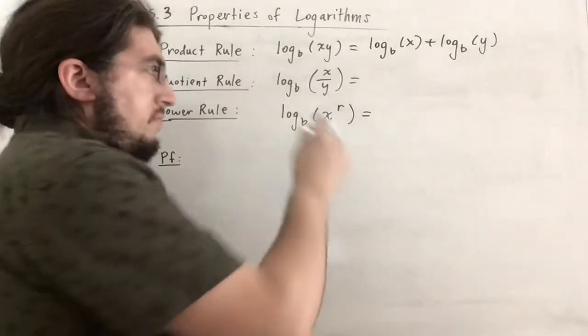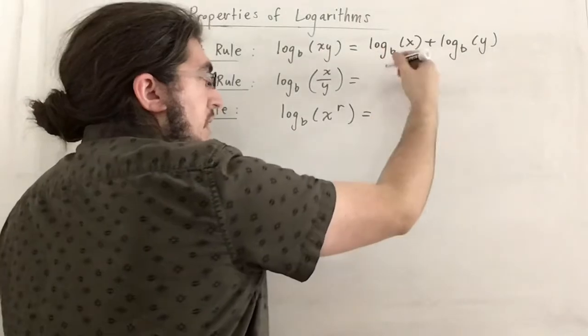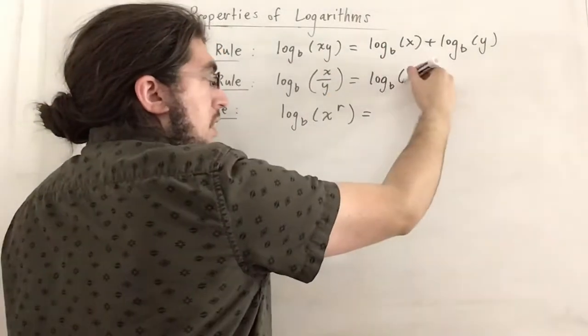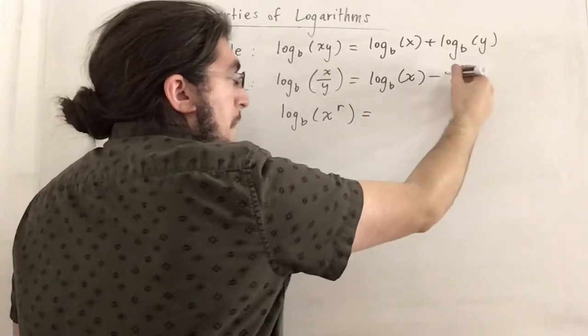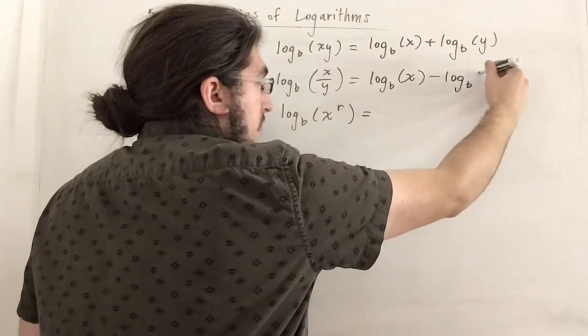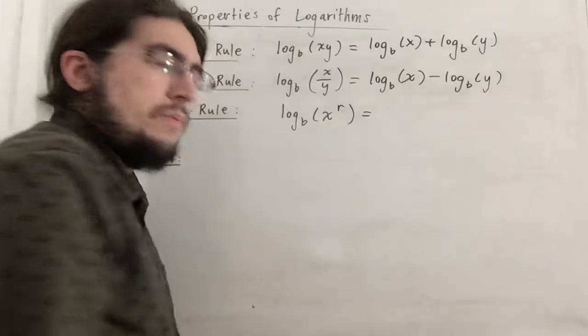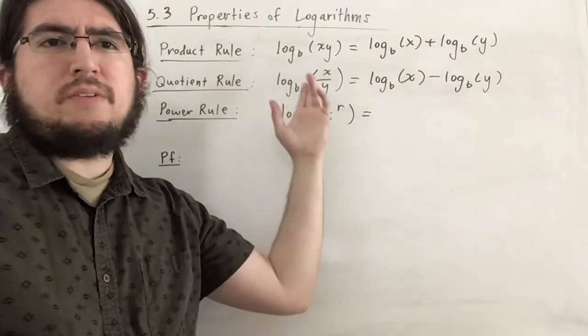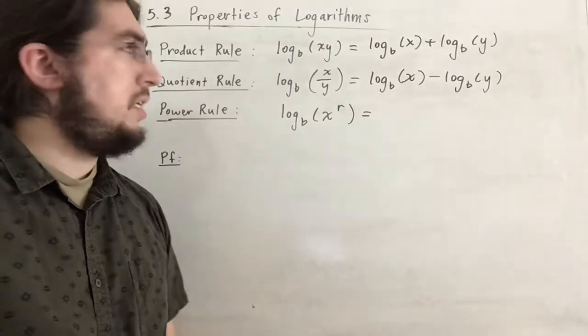Quotient rule says a very similar thing here. It says log base b of x over y is log base b of x, the top one, minus log base b of y. And I don't think that's too much of a surprise for anyone, because just as multiplication corresponds to addition, division will correspond to subtraction.